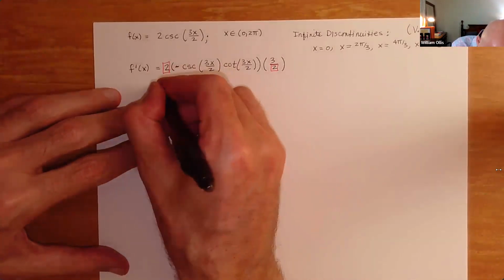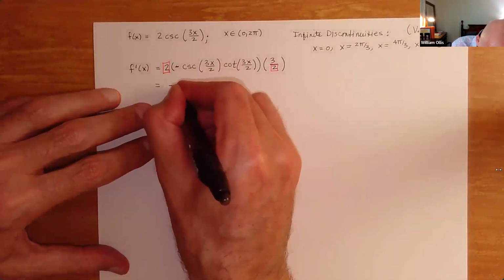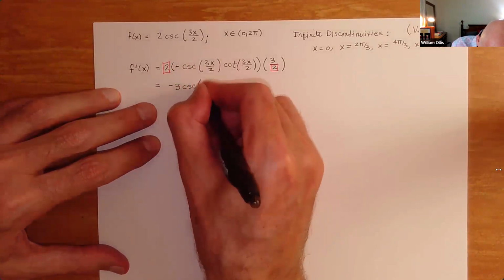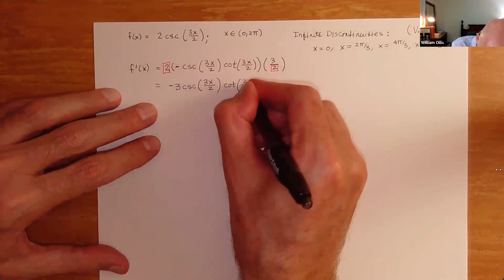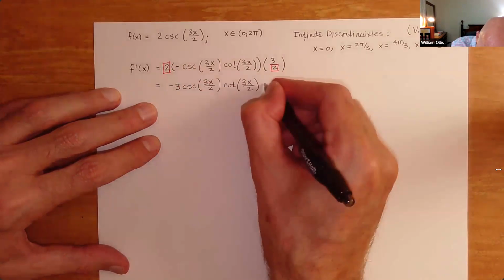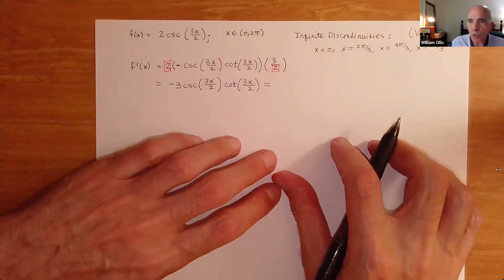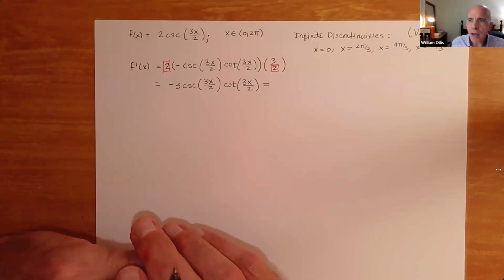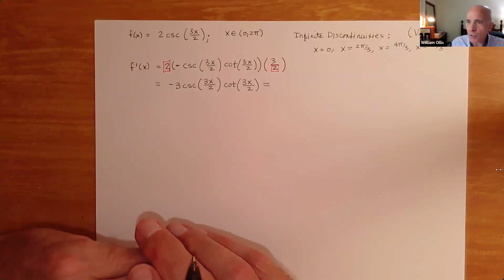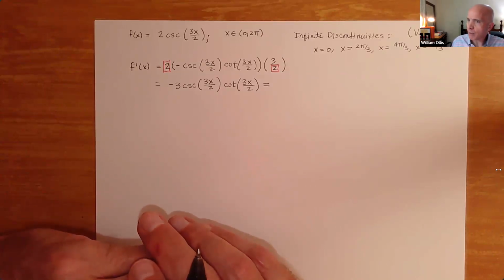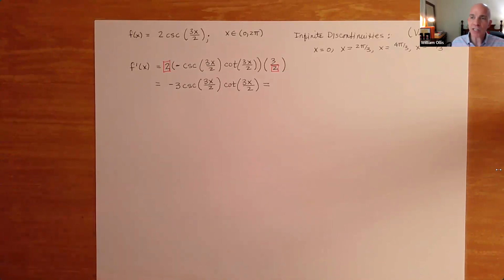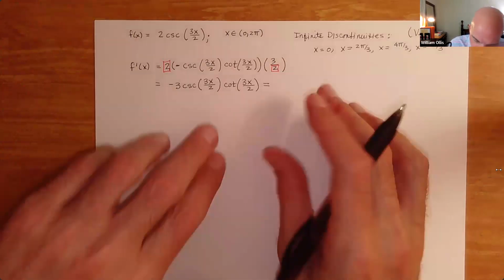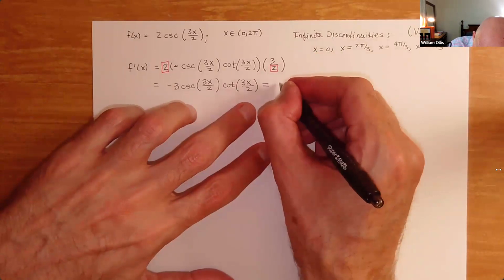And let's look at what we have here. We've got a negative 3 cosecant 3x over 2, and a cotangent 3x over 2. Now, often when you're doing analysis, you don't have to do this, but when we're looking for critical numbers, we sometimes feel more confident when we write in terms of sine and cosine, so that can showcase or at least display multiplicities. So let's go ahead and rewrite this with sine and cosine.